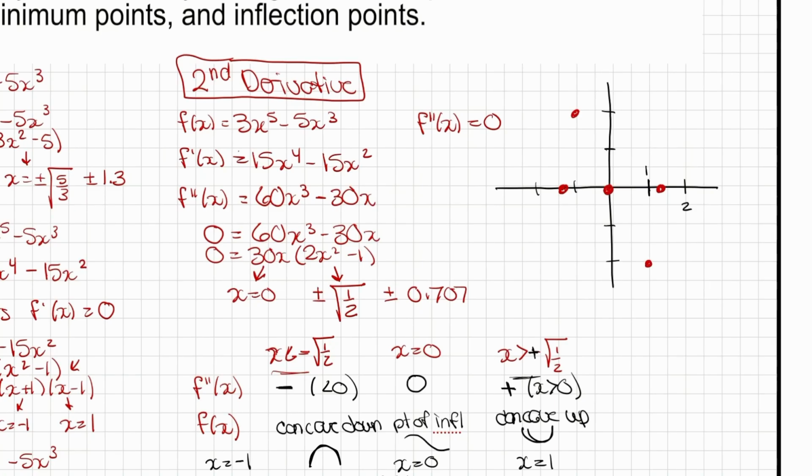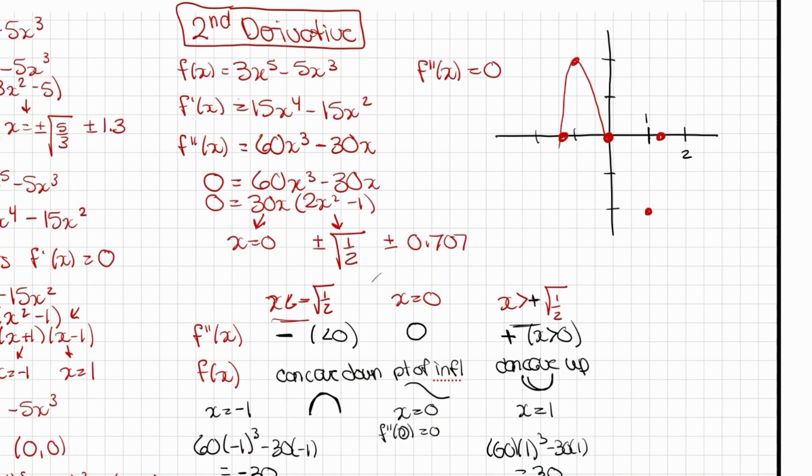Now let's use our concavity to see what's happening. I know that at this point here, coming up to this point, it is concave down. That's what this is telling me. Then when we come over on the other side, I know that this is going to be concave up. So now we just need to figure out what's actually happening in this area here.